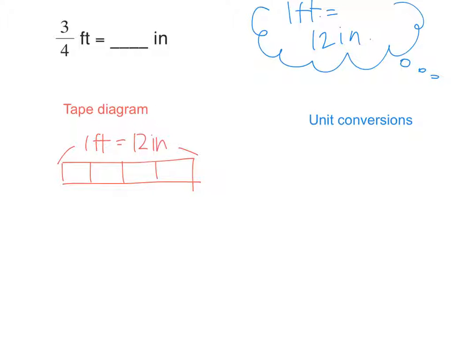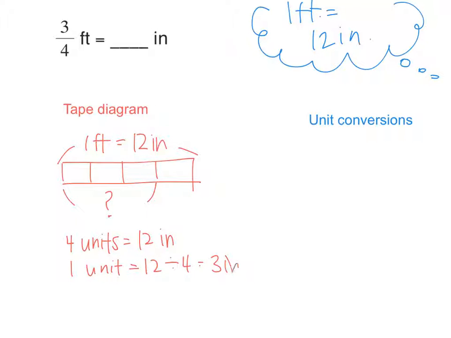And then I'm going to also label how many of those units am I trying to find? 3. So I'm going to mark off 3 of them and put a little question mark. Okay, now I need to write the units. So how many units do I have altogether? 4. So 4 units equals what? 12 inches. Good. And then, therefore, 1 unit must be 12 divided by 4, which is 3 inches.